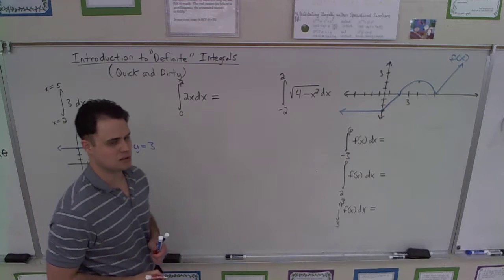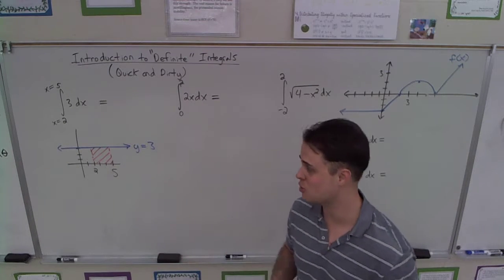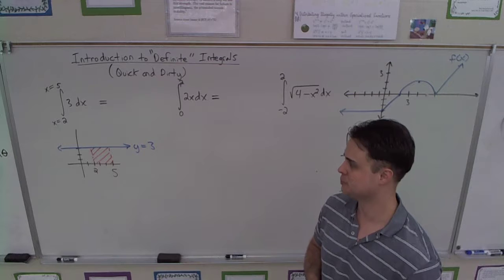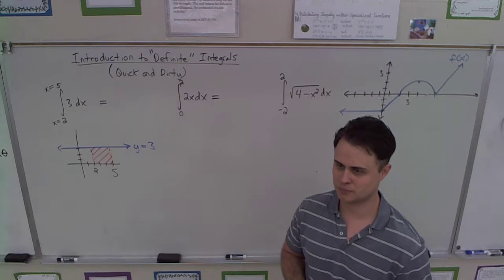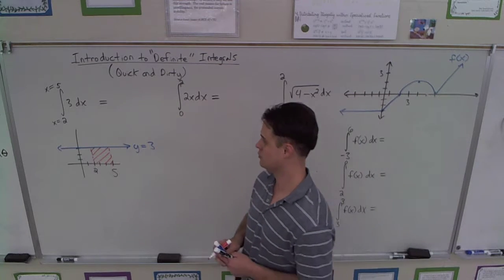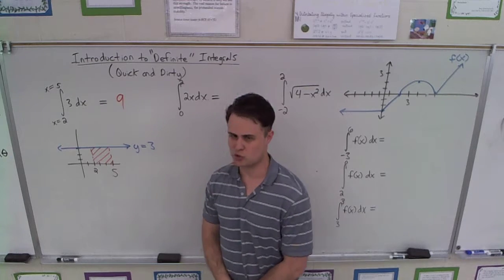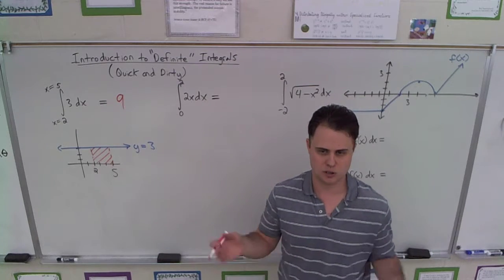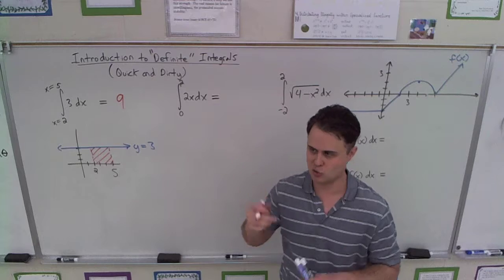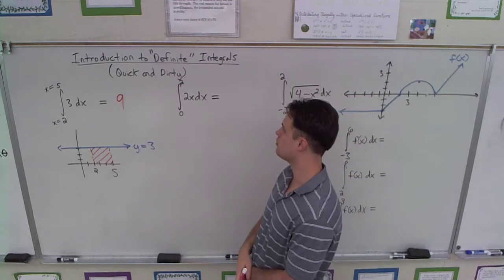So of course this time it's very easy to figure out with geometry. What's the answer? 3 times 3, 9. It's just a rectangle, so the length of it is 3, the height of it is 3. So length times width equals 9.